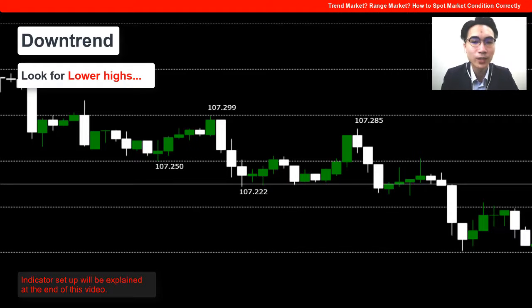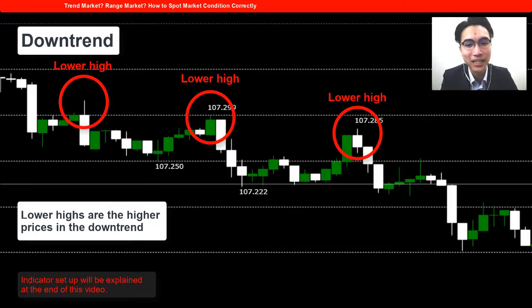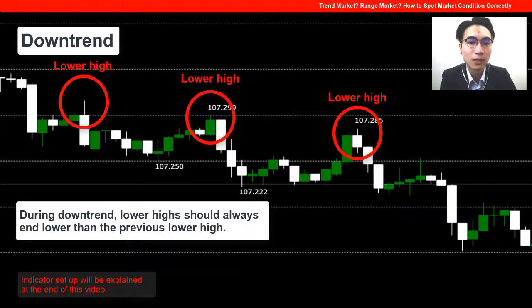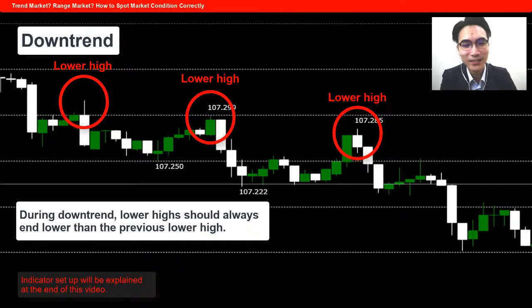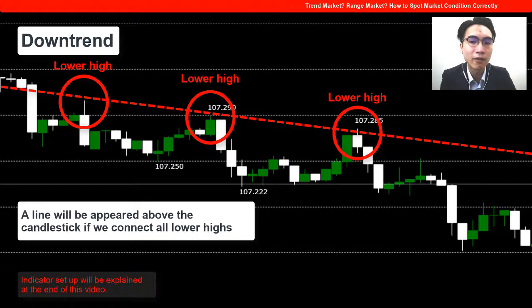Similar to an uptrend, but here we are looking at the lower highs. What is a lower high? Lower highs are the higher prices inside a downtrend, which are this point here, this one, that one, and that one. Inside a downtrend, the new lower high is always lower than the previous lower high, so when we connect all these lower highs, we will have a line on top of the candlesticks, and it's heading downwards. That indicates that the market is inside a downtrend, and price is going down overall.